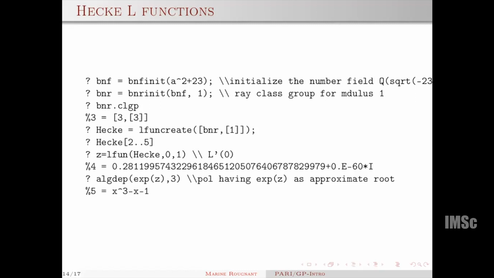And here, a function that I didn't mention previously, but I should have, is algdep, which is in fact a way to find a polynomial of degree at most 3 for which exponential of z is an approximate root. So here you put your bound on the degree, and it will give you a polynomial with integer coefficients. Okay, so it's a way to find the minimal polynomial of an approximate value. So we get that.